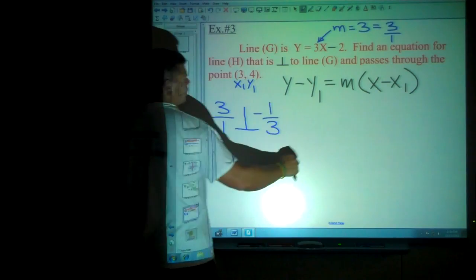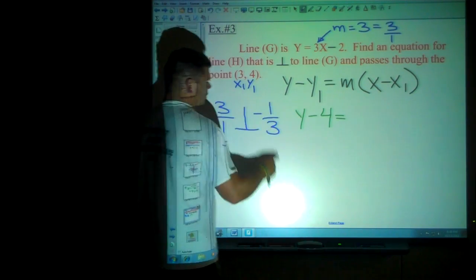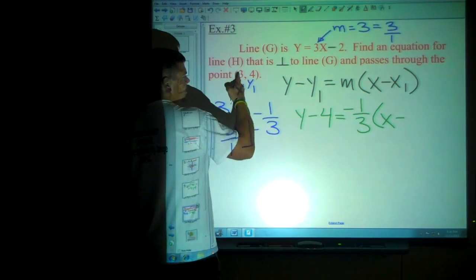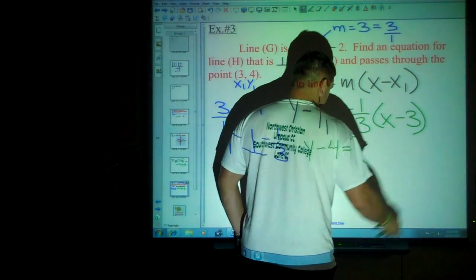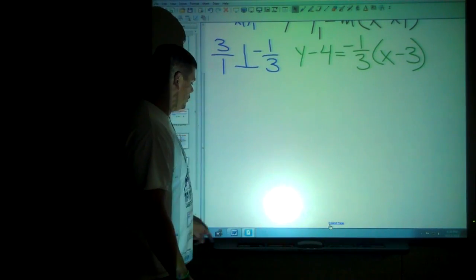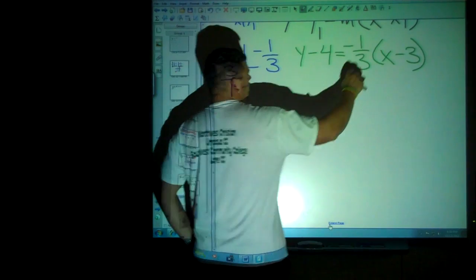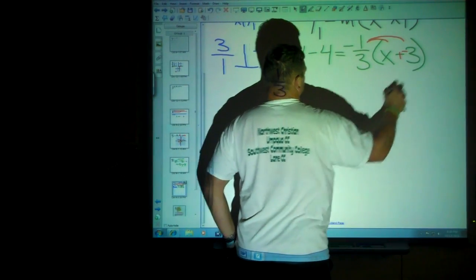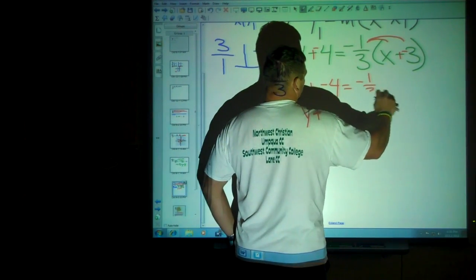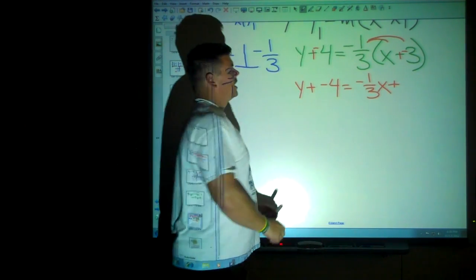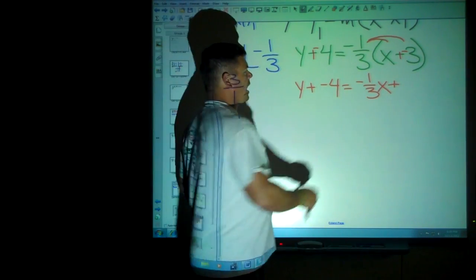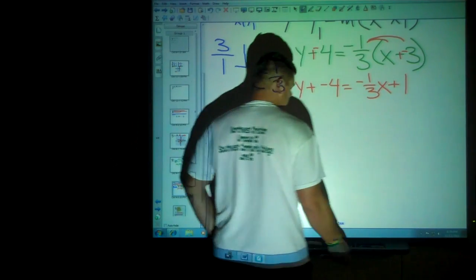And we say y minus 4 equals negative 1/3 times x minus 3. And that in and of itself is an equation. If you'd like to convert it further, you could use the distributive property, knowing that it's plus negative and plus negative. Y plus negative 4 now equals negative 1/3 x plus negative 1/3 times negative 3. A negative times a negative makes a positive, and 1/3 of 3 is 1.